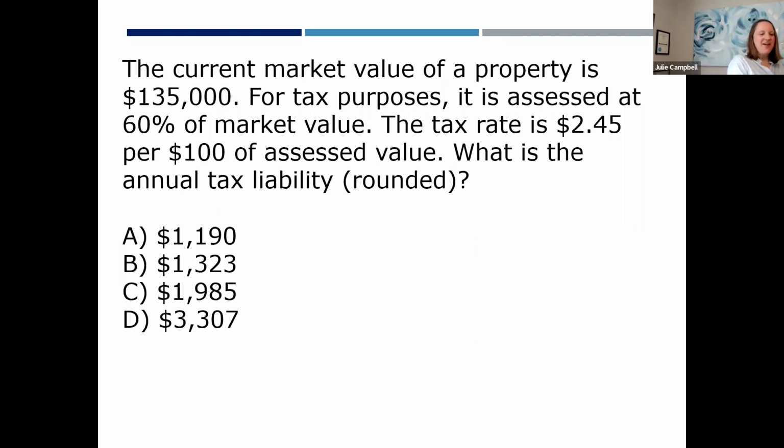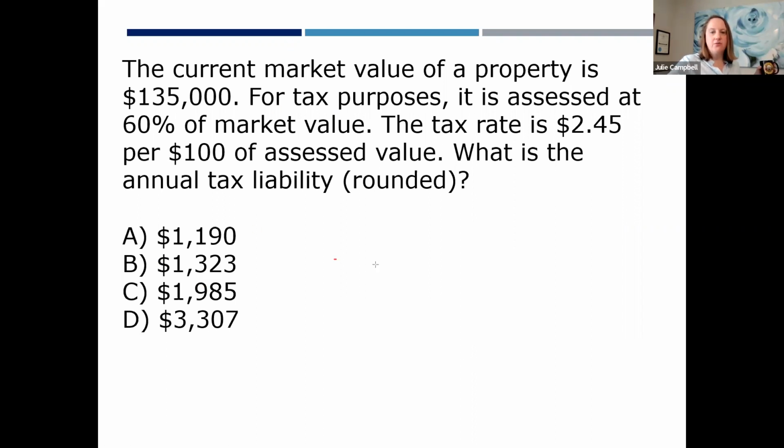All right, so we see a math problem. First thing we're going to do is just read it. The current market value of a property is $135,000. For tax purposes, it is assessed at 60% of market value. The tax rate is 2.45 per 100 of assessed value. What is the annual tax liability? So I read the problem.